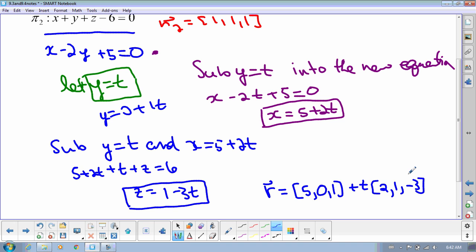So generally speaking, two planes, as long as the normals are not the same, this is always going to happen. Now, depending on what value you pick right here for your parameter, everybody might get a different position vector. However, what will be the same for everybody is the direction vector. And by the same, I mean it can be a multiple, but it has to be the same because a line has a unique direction vector.